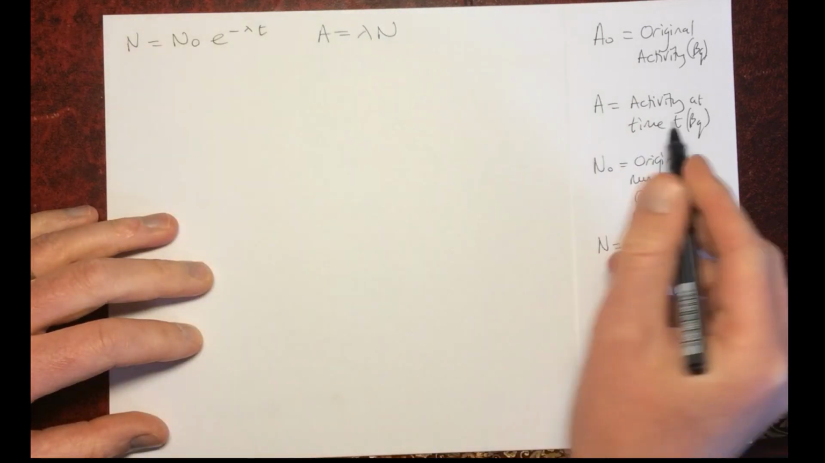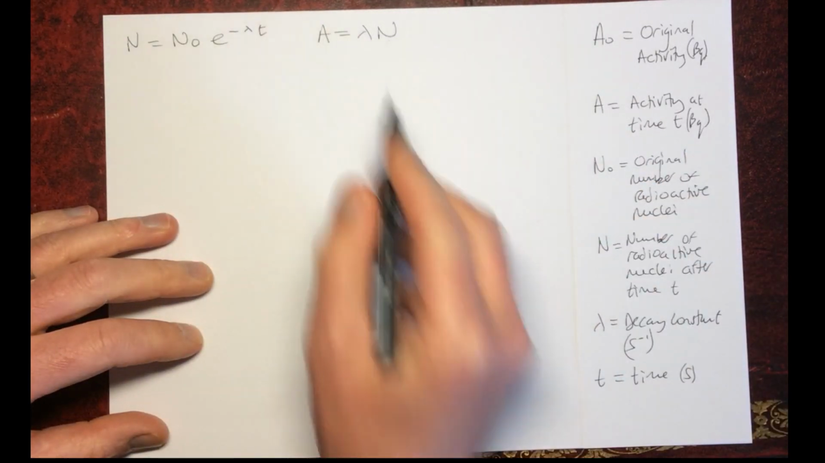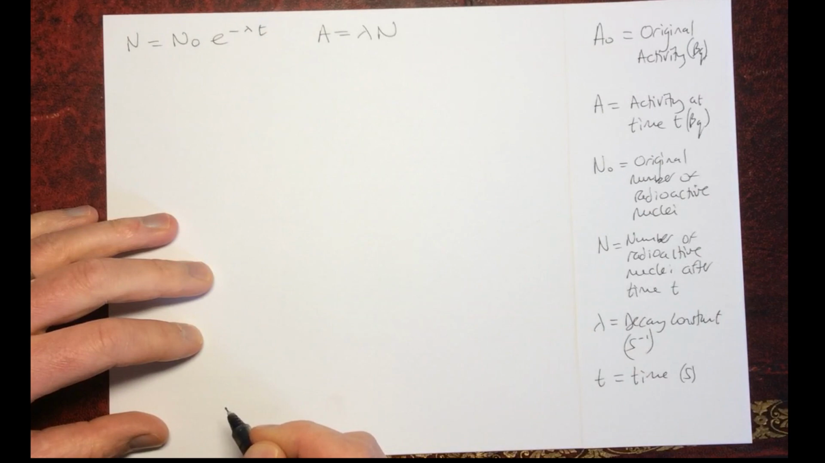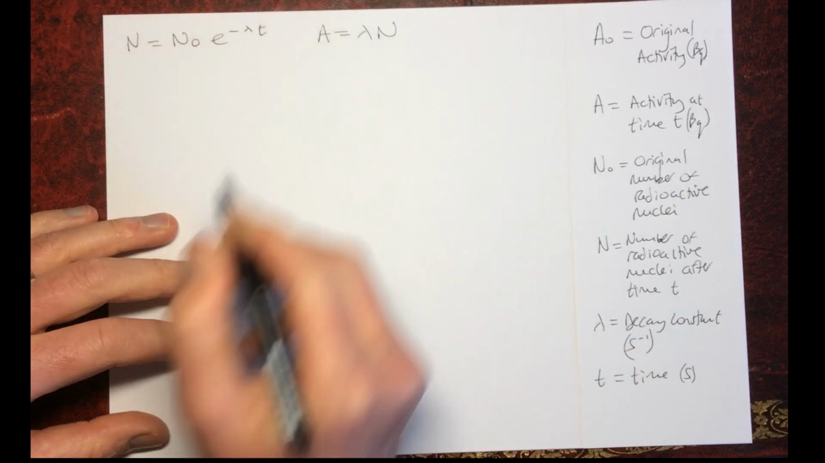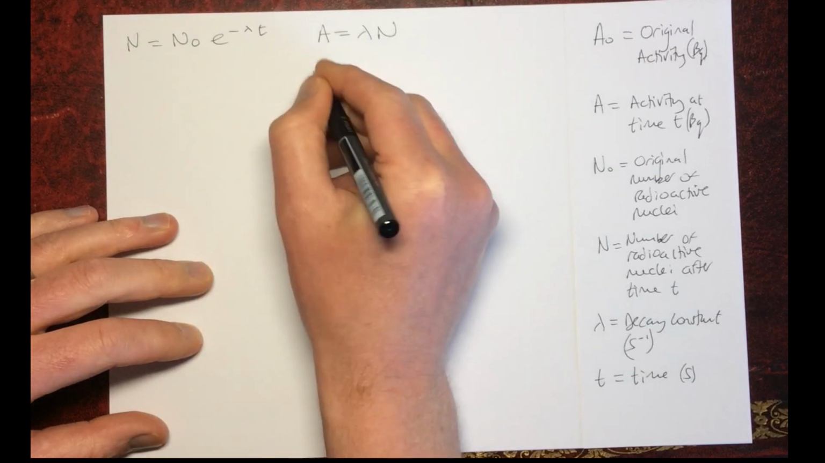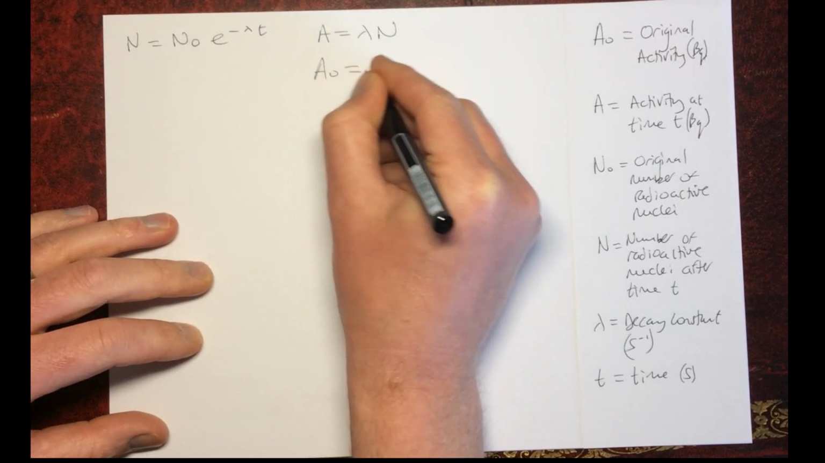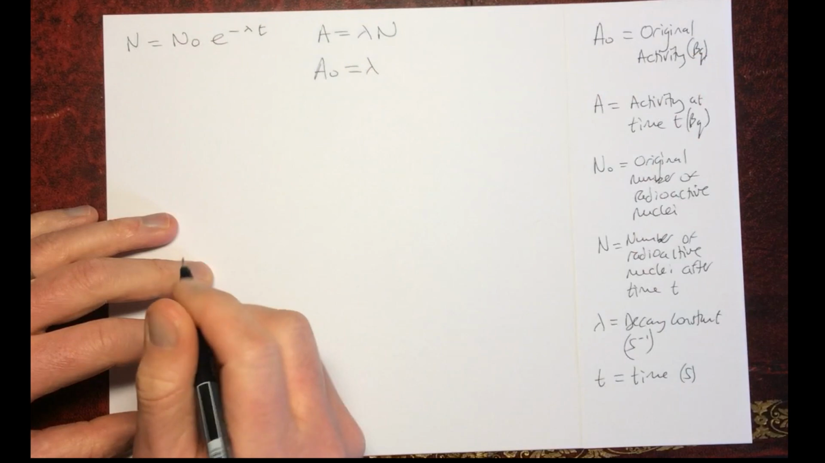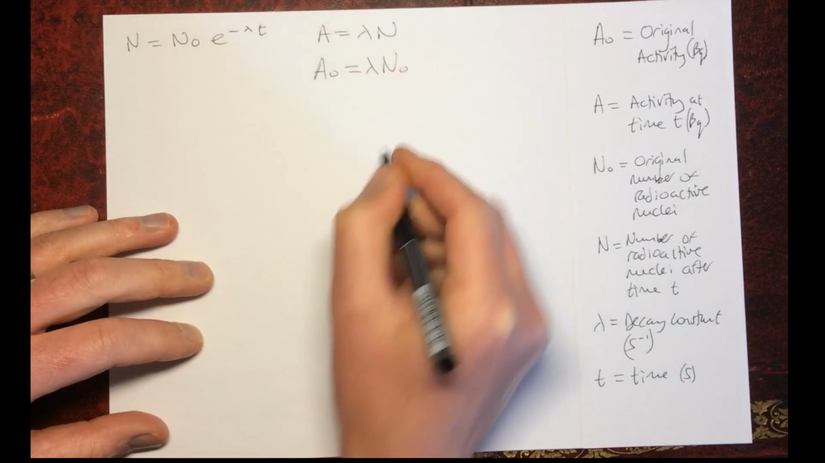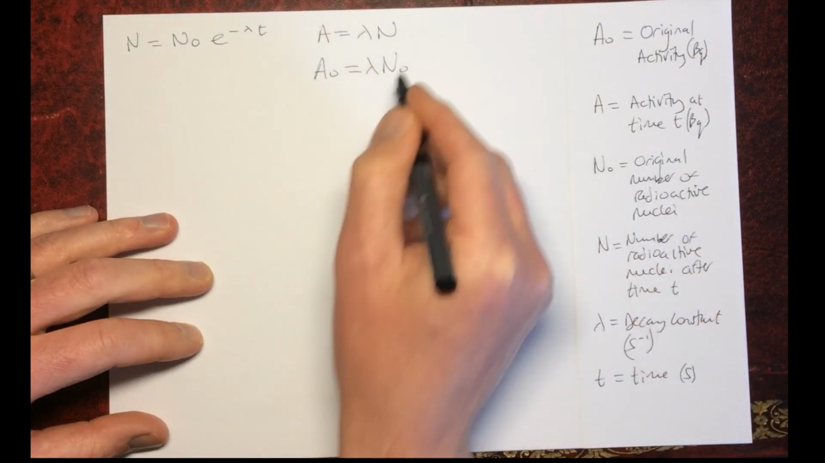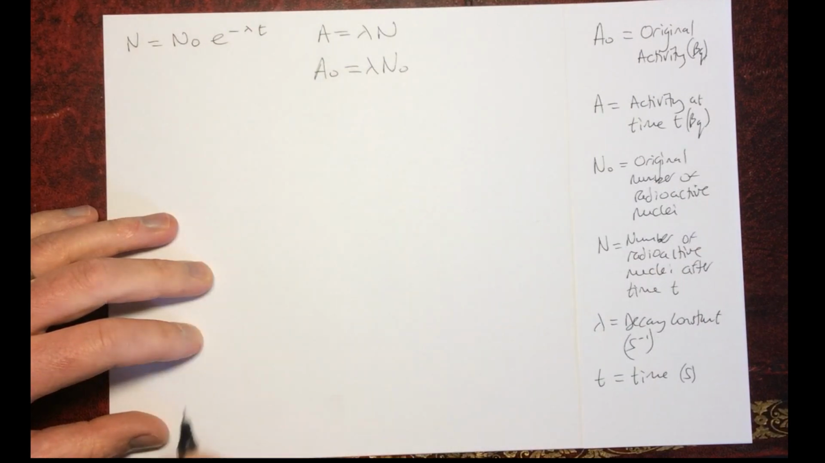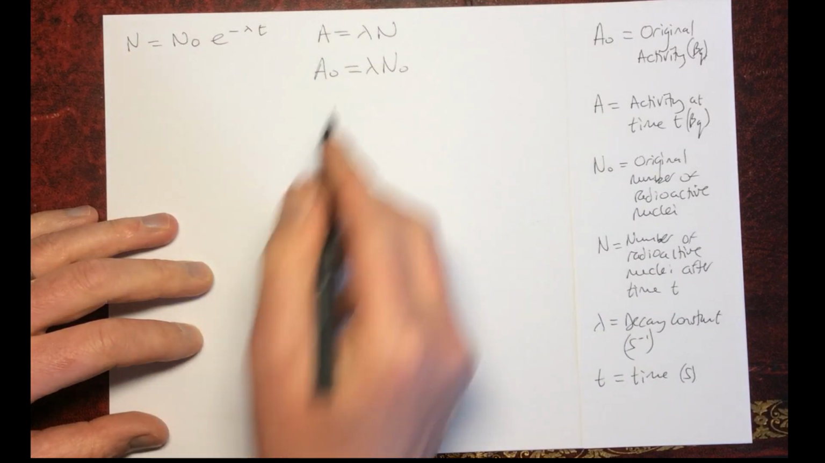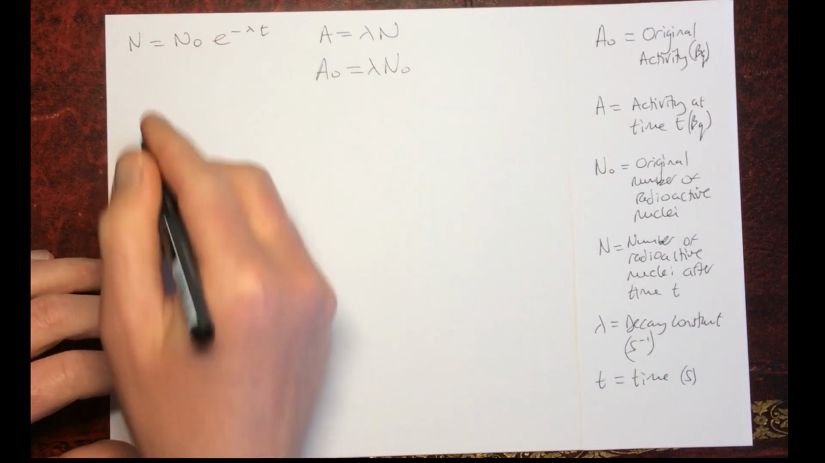Now A is the activity at time t, and N is the number of radioactive nuclei remaining after time t. So these two things are at the same time. Therefore, we can infer that the original activity, or the activity at time equals 0, is equal to the original number of radioactive nuclei at time equals 0, multiplied by the decay constant. Hopefully you can see that's the case.